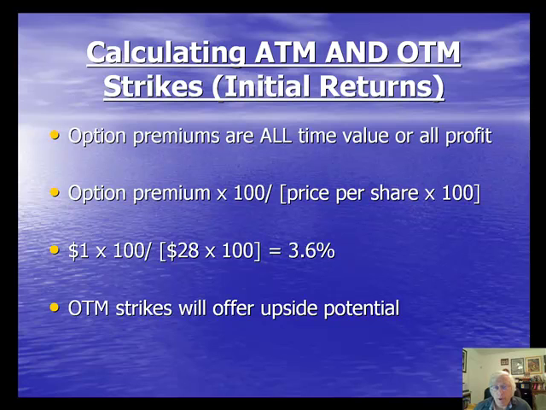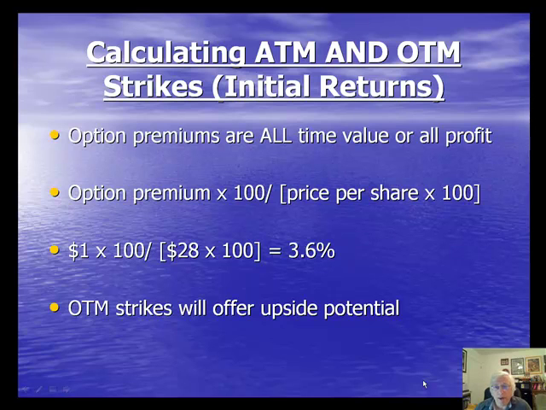So in our preview example, if we bought a stock for $28 and sold the $30 call for $1, the formula would be as follows. $1 times 100, our option profit, divided by $28 per share times 100, our cost basis. And that comes out to a 3.6% 1-month return.